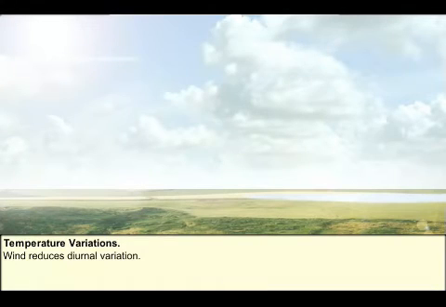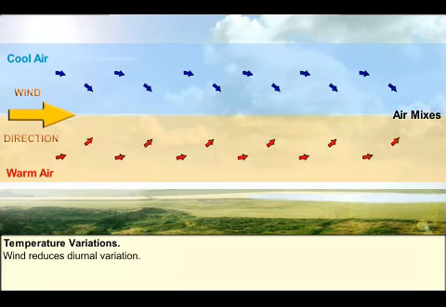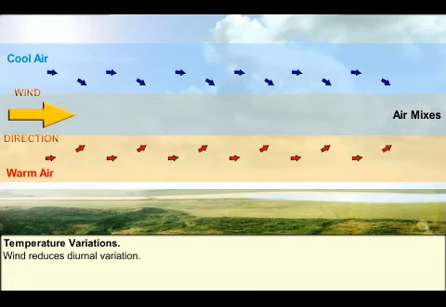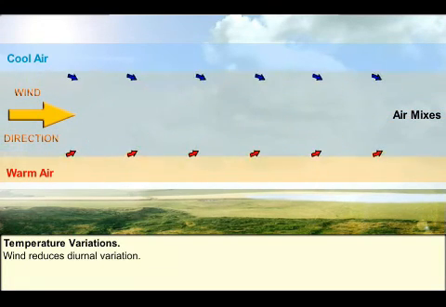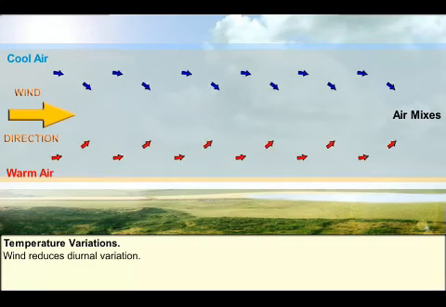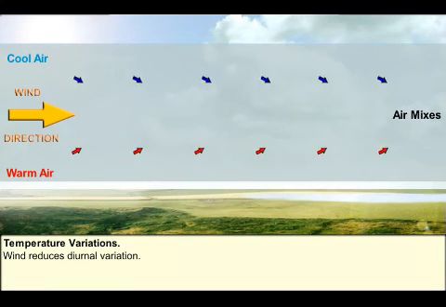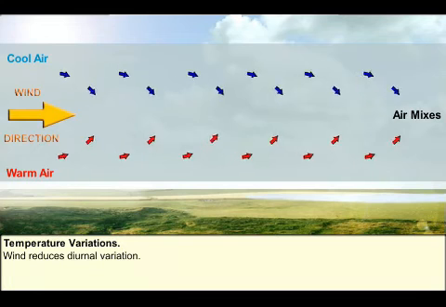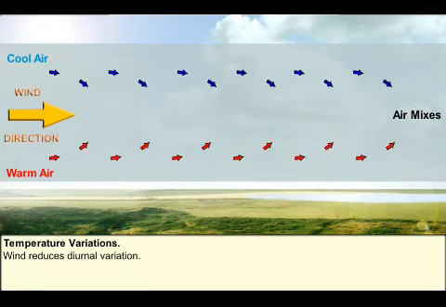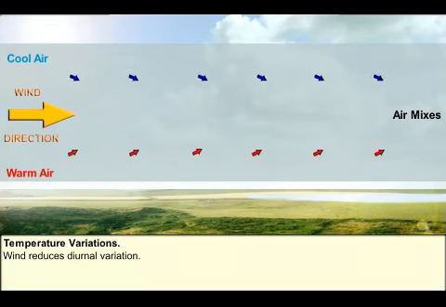The wind also affects the diurnal variation of the temperature. By day, the effect is to reduce the maximum temperature. This is because turbulent mixing of the lower parts of the atmosphere brings down cooler air from above, mixing it with warmer air near the surface.